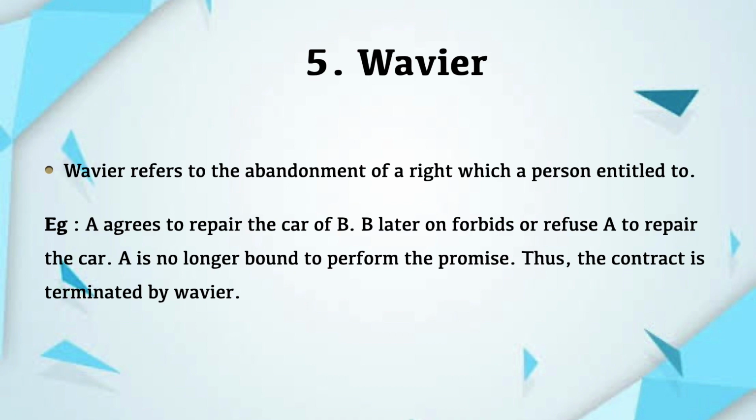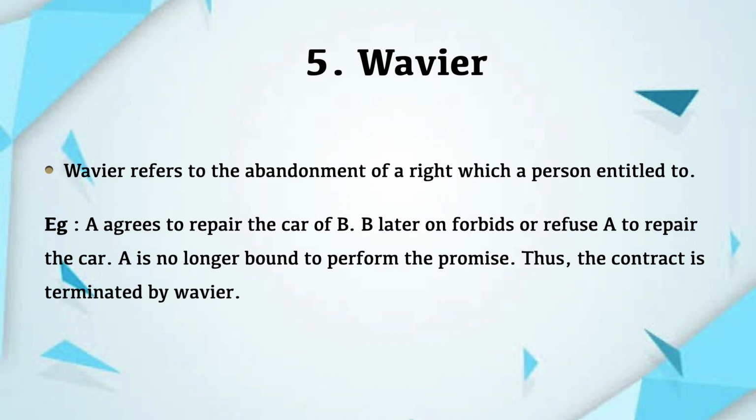Fifth mode is waiver. It refers to abandonment of a right which a person is entitled to. What does remission mean? Accepting a lesser sum of money. What does waiver mean? Abandonment of a right which a person is entitled to. A agrees to repair the car of B. B later on forbids or refuses A to repair the car. A is no longer bound to perform the promise. Thus, the contract is terminated by waiver.